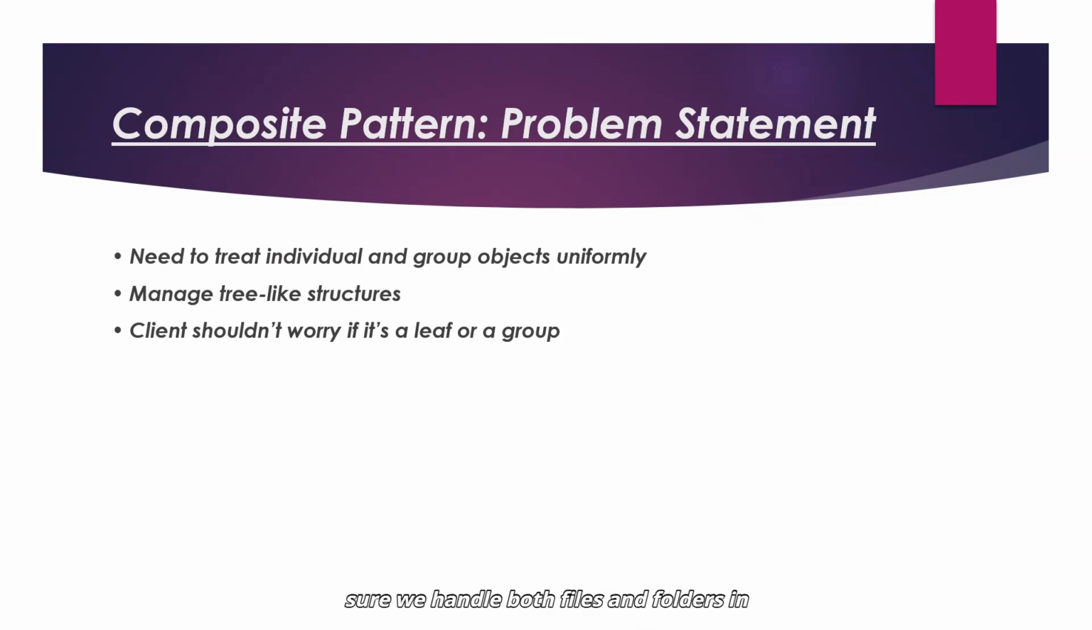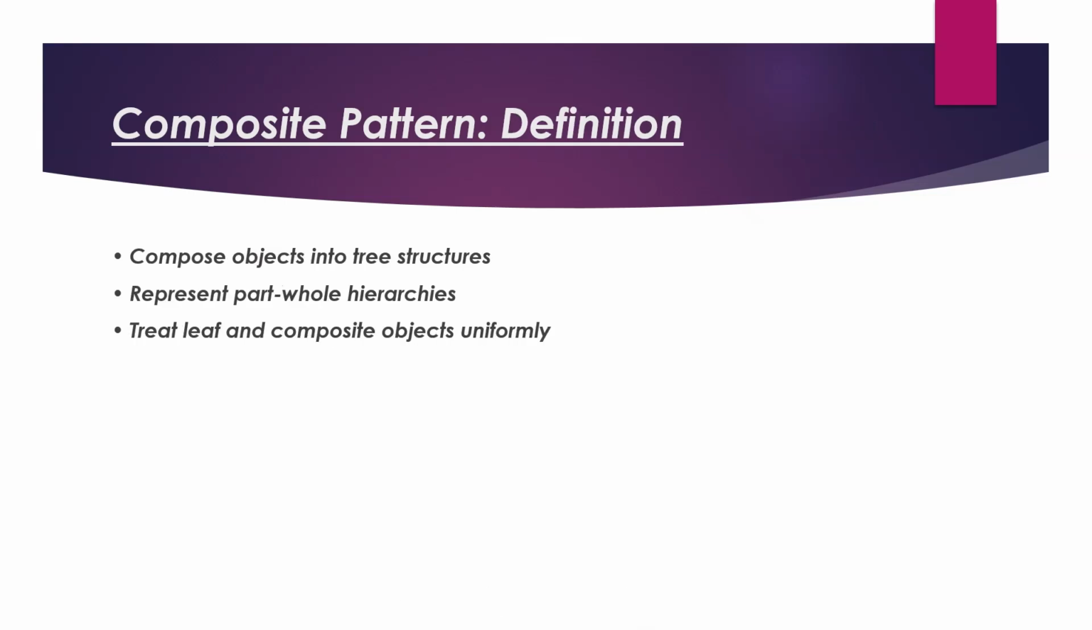How can we make sure we handle both files and folders in the same way without writing separate logic for each? That's where the composite pattern comes in. The composite pattern allows us to treat individual objects and compositions of objects in a uniform way. This is ideal when dealing with hierarchical structures or part-whole relationships like the aforementioned file system or a graphics editor. The key is that you can compose objects into tree structures that represent part-whole hierarchies.